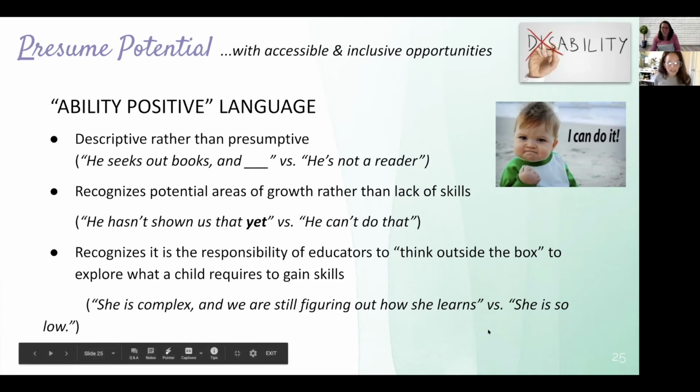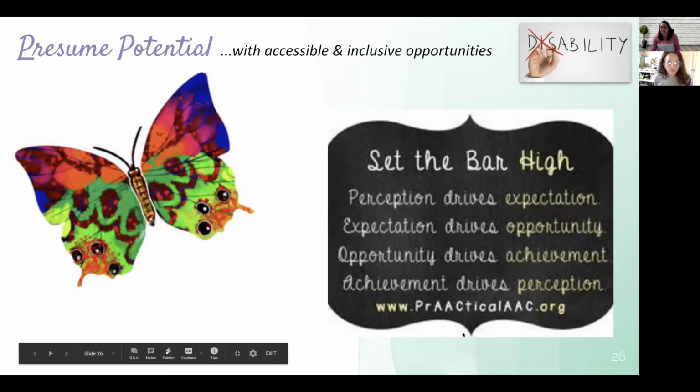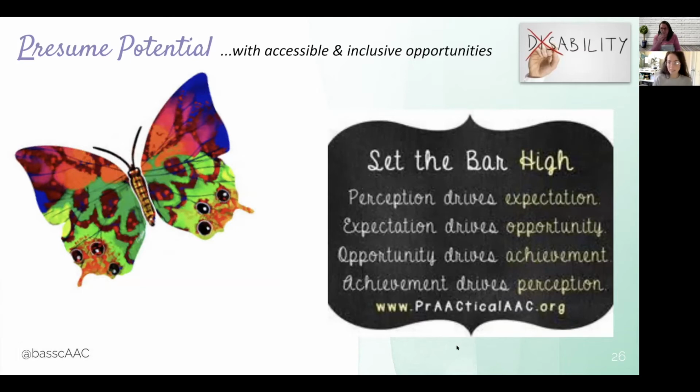Sorry. For sure. We're the gatekeepers. If we're the gatekeepers, then we have a really big responsibility to make sure we are keeping the gate open.